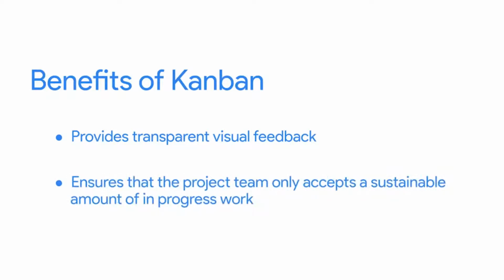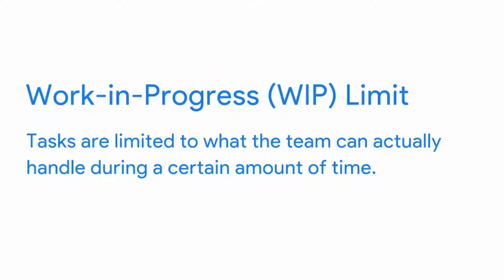Kanban boards or charts display the progress of a project as to do, in progress, and done. Also, just so you know, there are software tools that create digital Kanban boards for you. The Kanban method ensures that the project team only accepts a sustainable amount of in-progress work. This means the amount of in-progress tasks are limited to what the team can actually handle during a certain amount of time. This is called the Work in Progress Limit, or WIP limit. The WIP limit is decided on by the team.